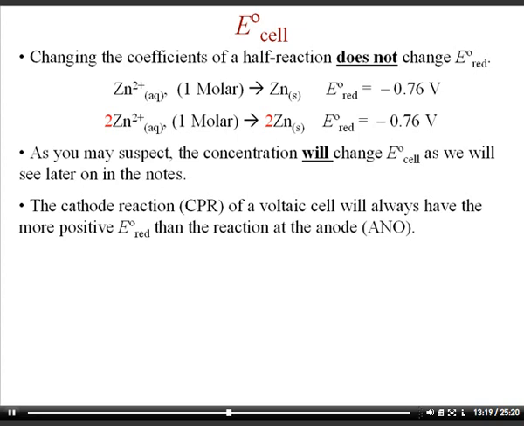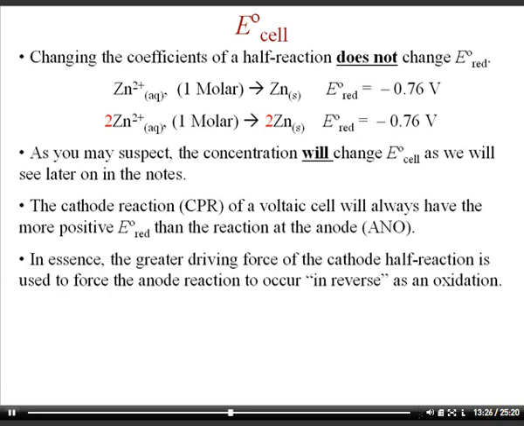Now, the cathode reaction of a voltaic cell will always have the more positive E reduction value than the reaction at the anode. So in essence, if you had 2 half reactions, and they both have positive E0 reduction values in the back of the book, the one that's more positive will be the GER reaction, and the one that's less positive will be the LEO reaction. So in essence, the more positive cathode half reaction, the GER reaction, is forcing the other one to go in reverse.